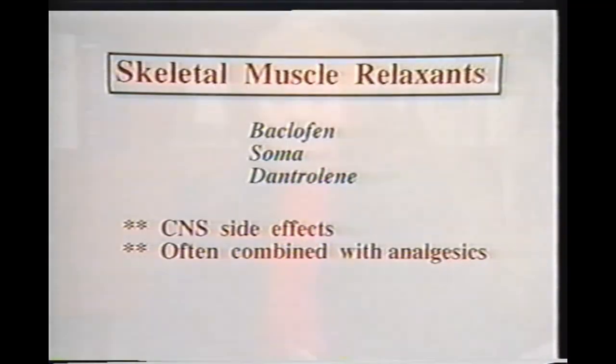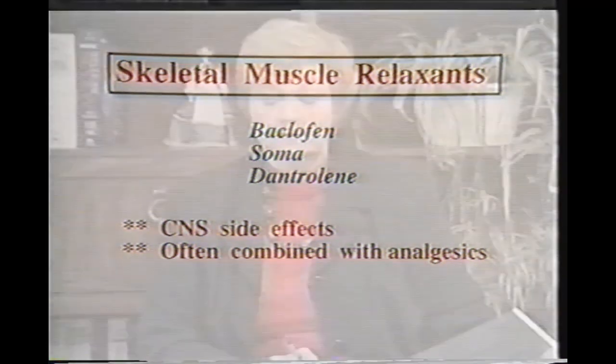Also included in the central nervous system category are drugs like skeletal muscle relaxants. These are drugs like baclofen and Soma and dantrolene. These have the traditional central nervous system side effects, including drowsiness. And you need to know that these are often combined with analgesics, sometimes narcotic analgesics, so you may have those type of side effects to deal with as well.